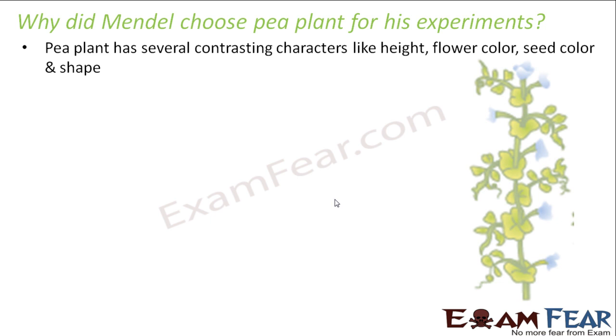Some seeds are round, some are wrinkled, some seeds are green in color, some are yellow, some plants are tall, some are dwarf. So there was a variety of contrasting characters available in the pea plant. So he could do a lot of experimentation with different contrasting characters. It has a short lifespan. That was very advantageous, because if the lifespan is short, Mendel can perform a lot of experiments, right?